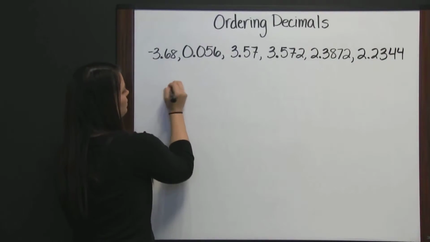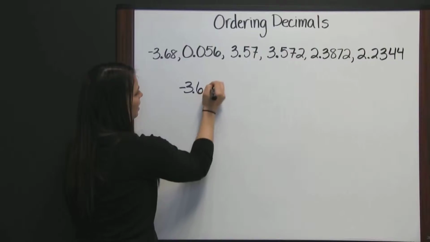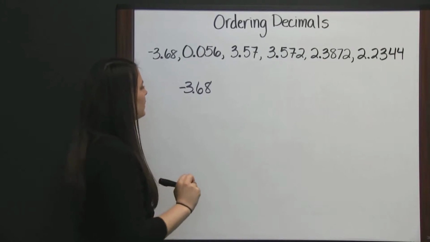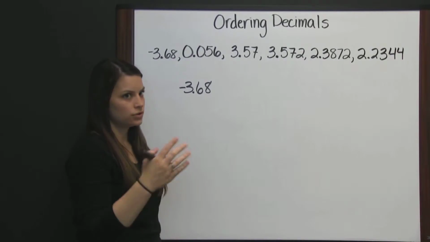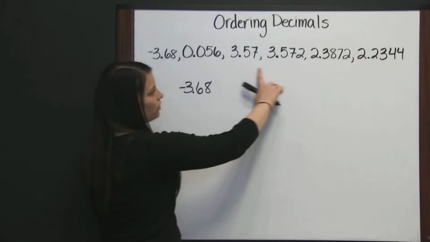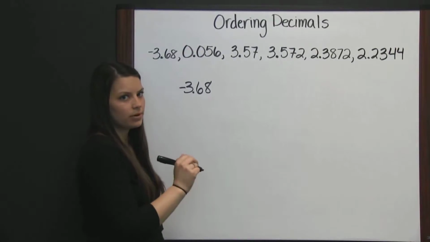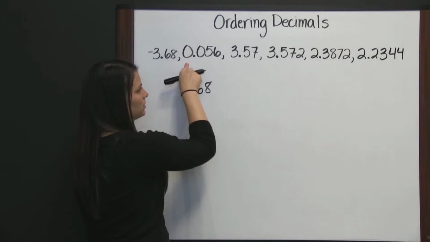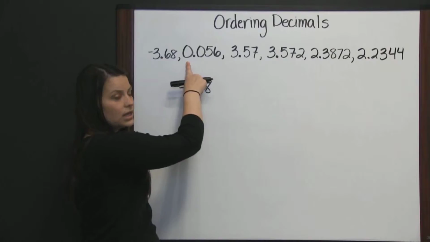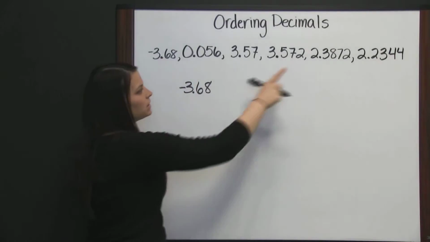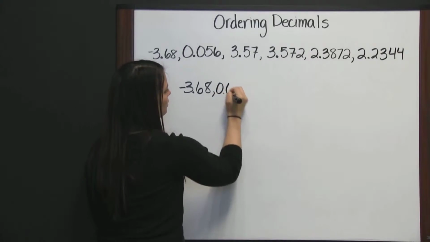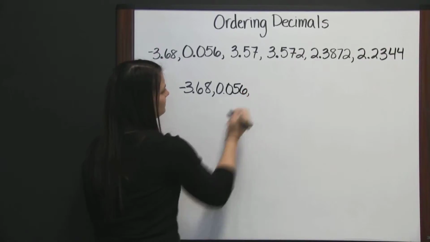So -3 68/100 would be our first decimal, least to greatest. So we're going to look for our next biggest, which means we're still looking at our whole numbers. So again, looking at our whole numbers, the next biggest would be 56 thousandths, because the whole number 0 is greater than -3, but it's smaller than these whole numbers 2 and 3. So our next number would be 56 thousandths.